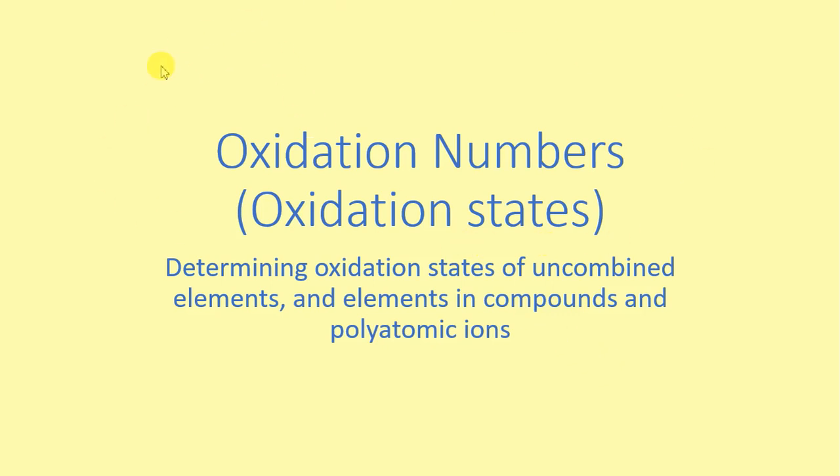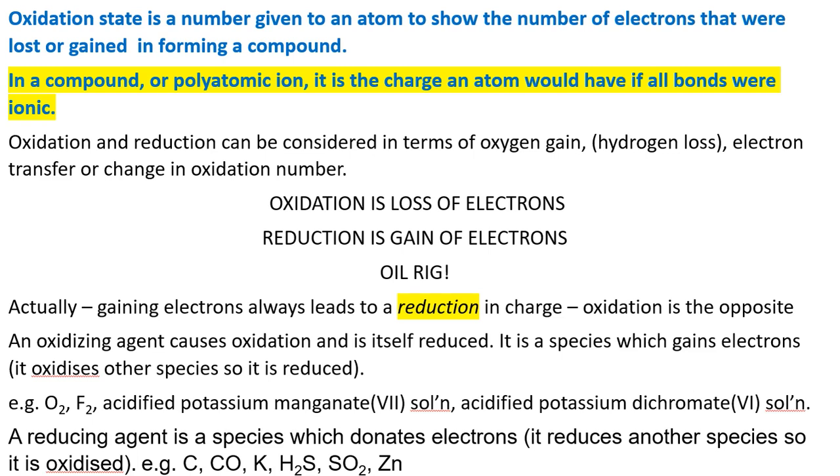Alright, so in this video we're talking about oxidation numbers, also called oxidation states, and determining the oxidation states of uncombined elements and elements in compounds and polyatomic ions. Oxidation state is a number given to an atom to show the number of electrons that were lost or gained in forming a compound. In a compound or polyatomic ion, it's the charge an atom would have if all bonds were ionic.